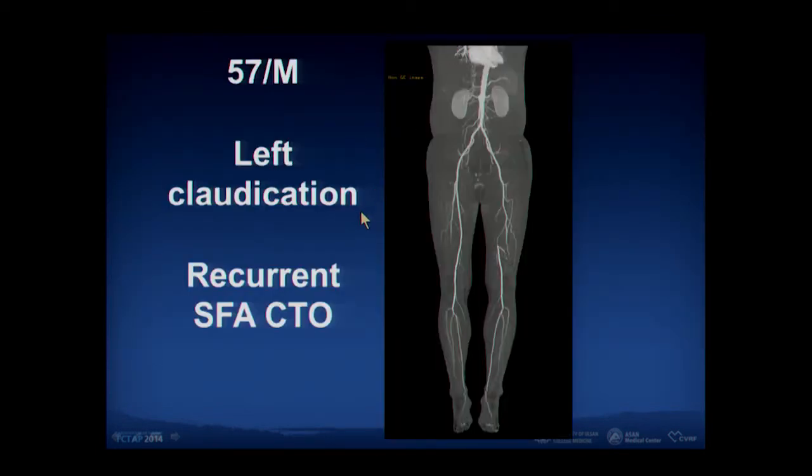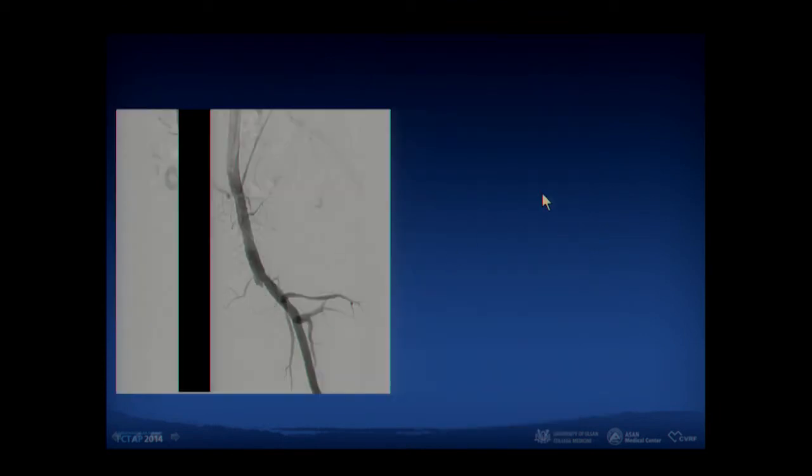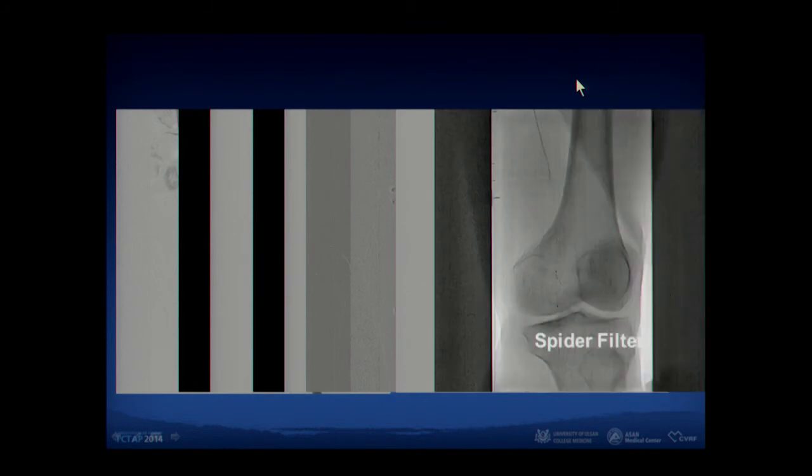And this is another last case: left claudication, recurrent SFA CTO. You can see the total occlusion from the SFA ostium to the distal SFA. The stump you can see, and distal SFA total occlusion. The below knee region is all okay. So subintimal angioplasty was done with the Rubicon microcatheter, and it reached the distal lumen easily, and after checking the lumen position, we put the spider filter for the atherectomy.